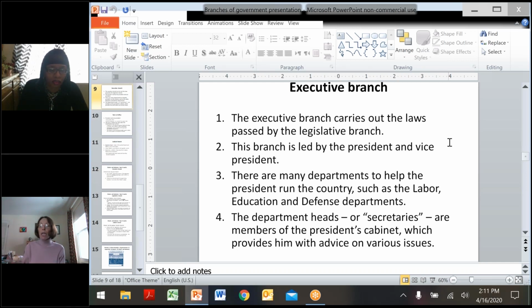And labor, education, defense, there's Homeland Security. So you might have heard of some of these. Health and Human Services Department. The heads of the departments are called secretaries, and these are members of the president's cabinet. They serve an advisory role, so they provide him advice on various issues. Do you have any questions so far, Lana or Sabrina? No. Any questions? Okay.